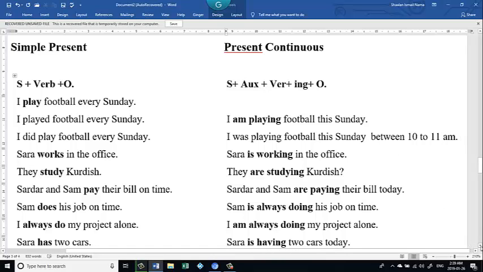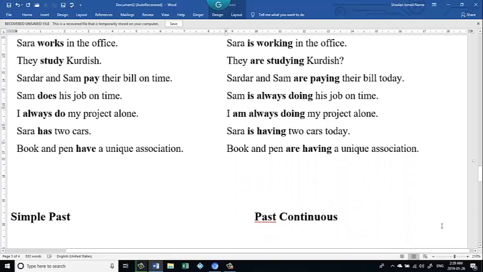Okay, let's continue with the same. Now we know how to make from present to present continuous. For example, Sardar and Sam pay their bill on time. We know this has happened in the present time. Why is it happening in the present time? Because here the subject is plural. Then I have pay. If it was in the past, then I would have ed. Then if I make it present continuous, Sardar and Sam are paying their bill today or on time.